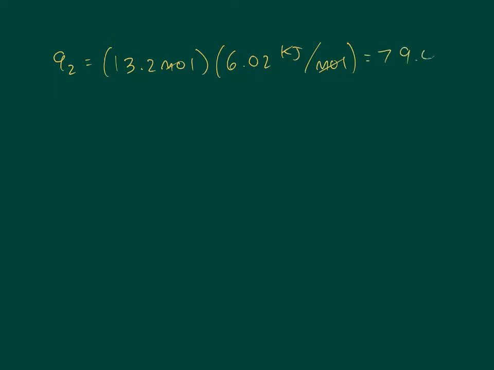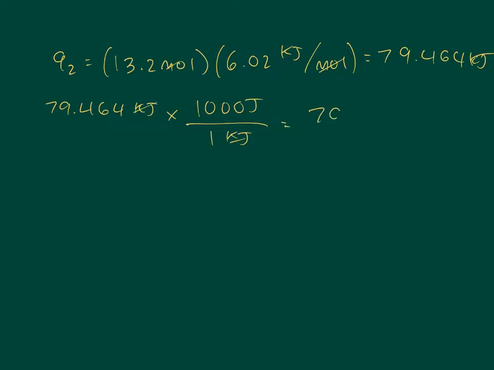Now that we have the moles, we can go ahead and calculate Q. Q2 is going to be the moles times the enthalpy of fusion. The moles cancel out, and you get your answer to be in kilojoules, 79.464. Do a quick conversion, and we can get this into joules. We have 1,000 joules in every 1 kilojoule, and you get 79,464 joules.